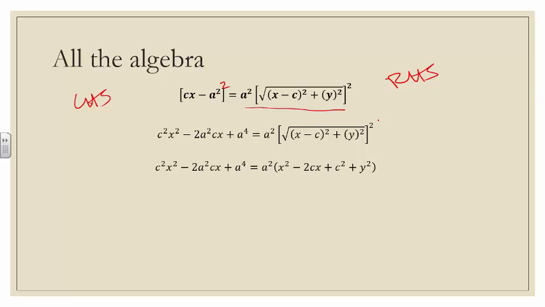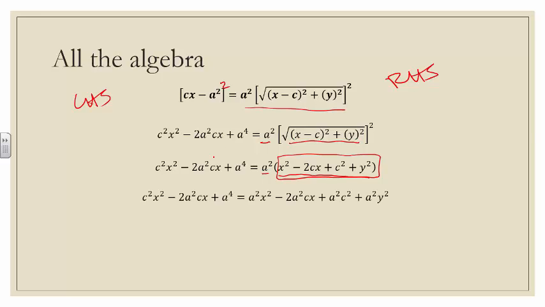So squaring this term right here leaves us with x squared minus 2cx plus c squared plus y squared. The a squared stays the same, and it still times this entire string of letters and numbers. And on the left-hand side, we haven't touched anything yet. Now we work again on the right-hand side and multiply that a squared through all of our terms. We get a squared times x squared minus 2a squared cx plus a squared c squared plus a squared y squared.